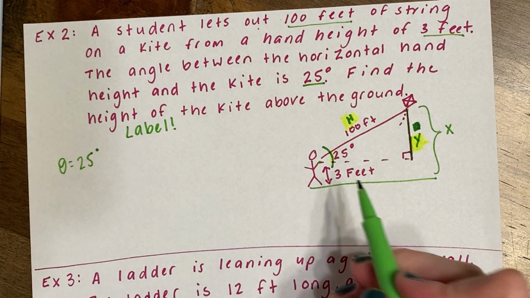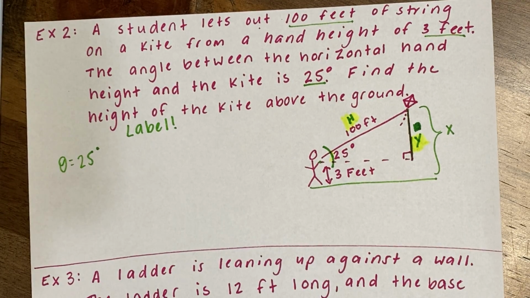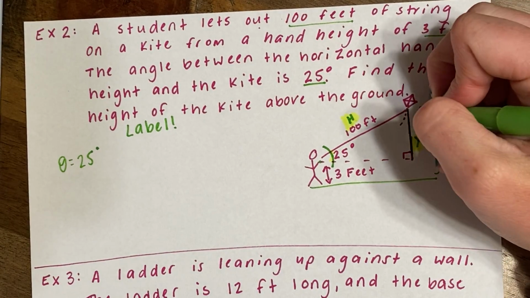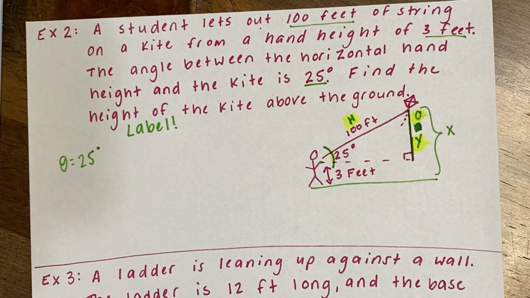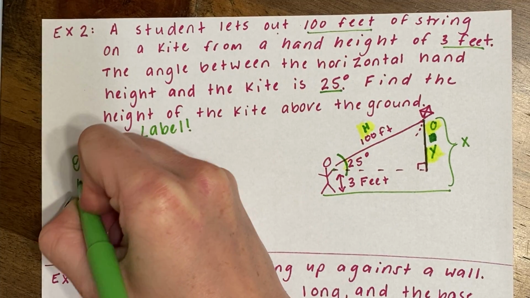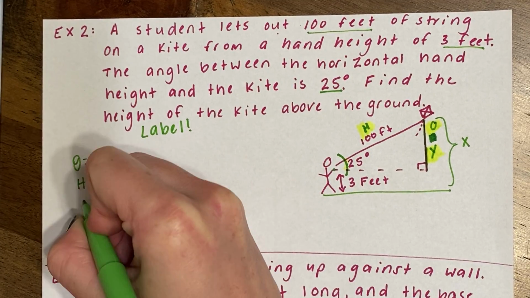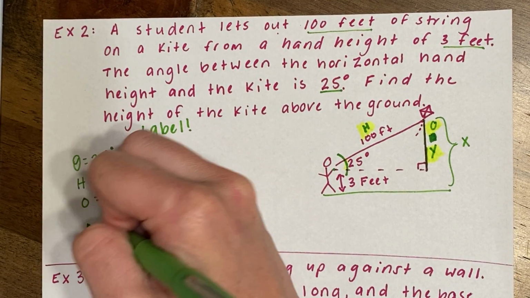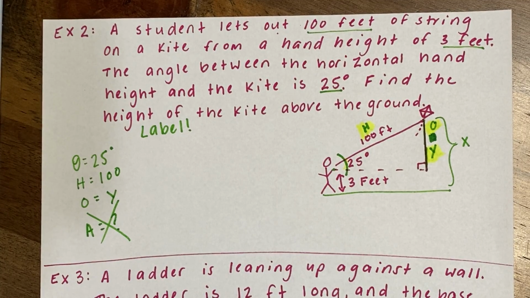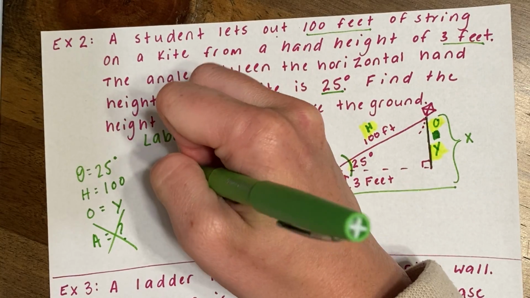And then the adjacent side is this length down here that we clearly don't need for this problem, okay? So this is also my opposite side. Hypotenuse here is 100. My opposite side is Y that we are trying to solve for. The adjacent side, don't know, don't need it. Okay? Think to yourself, what trig ratio in SOHCAHTOA uses O and H? And that is sine.